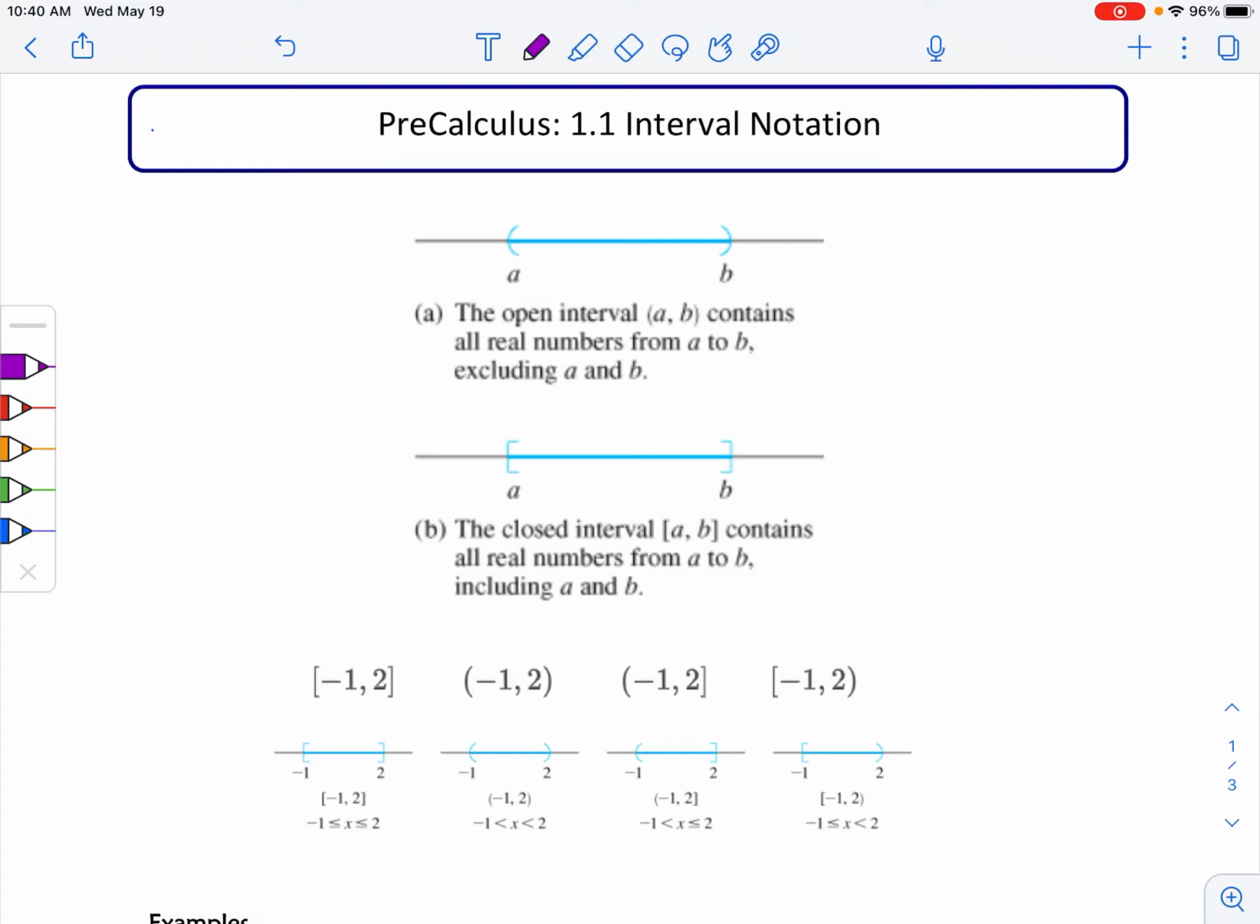Welcome Pre-Calc Nation to your first video on Chapter 1, Section 1, Interval Notation. We're going to start off with talking about open and closed intervals.